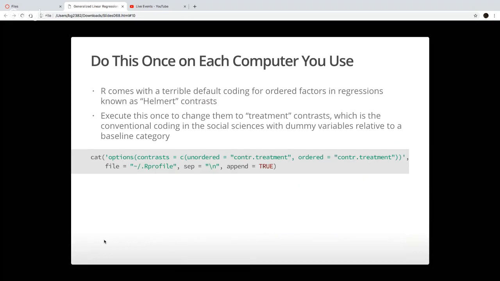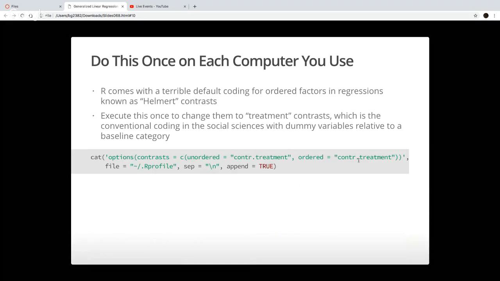So you need to do this once to change the encoding for ordered categorical variables, ordered factors, when you use them as predictors. By just executing this line once, it'll create this file called .Rprofile, which is read when R starts up. And it's telling R, for both the unordered case and the ordered case, I want treatment style contrasts, which are just dummy variables relative to a reference category that gets omitted when doing regression models.